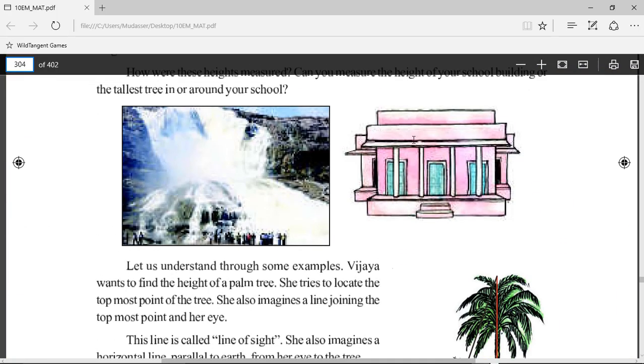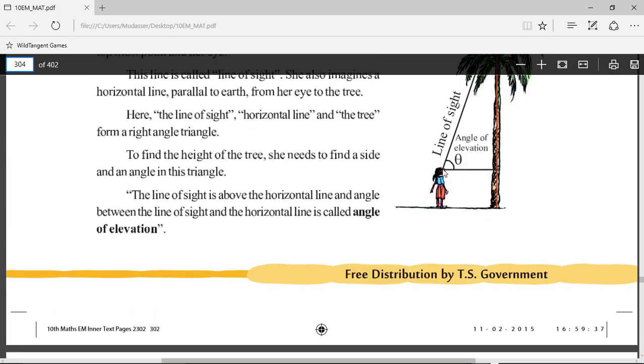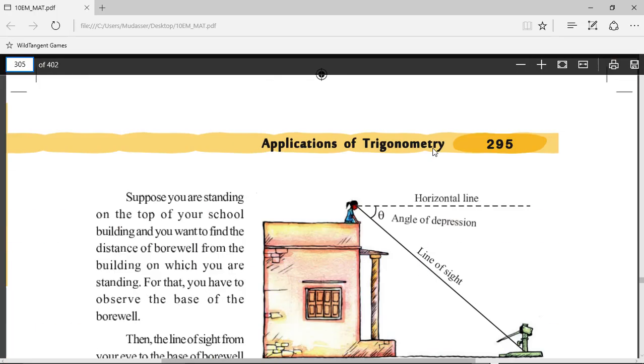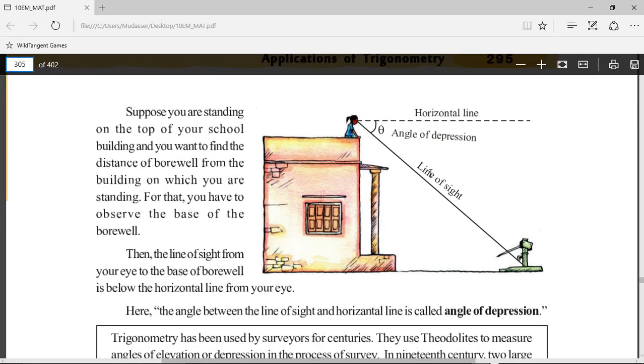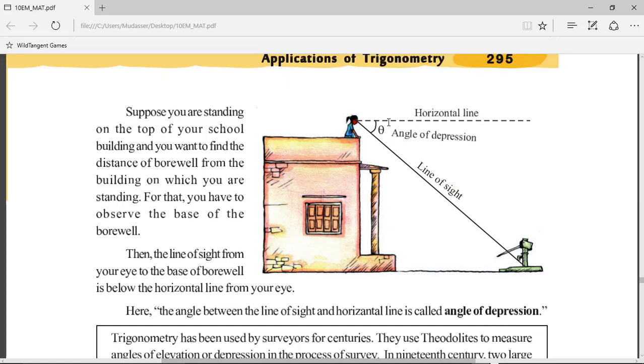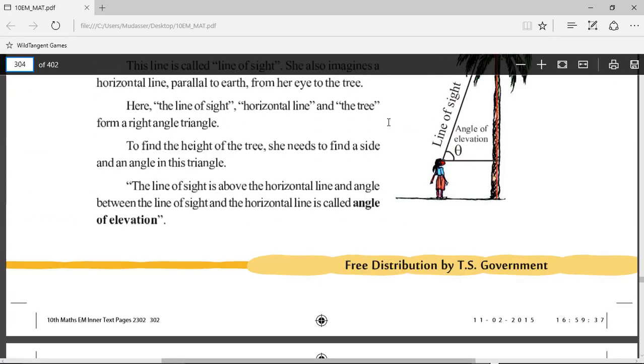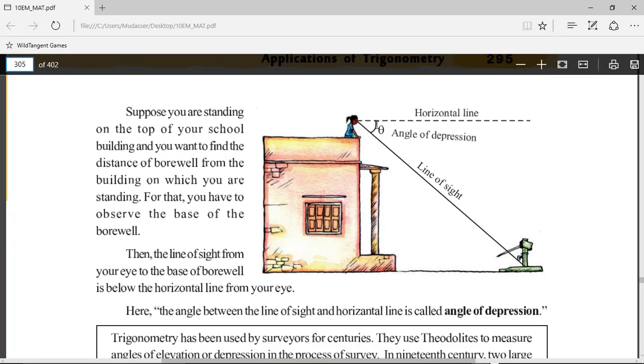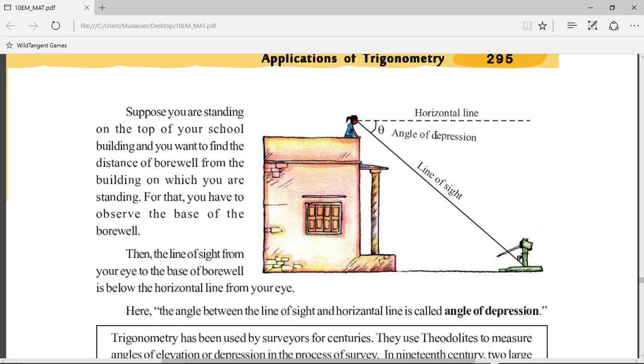See, this is our horizontal line and this is our line of sight. If the line of sight is above the horizontal line, then the angle that you get is known as angle of elevation. And if the line of sight is below the horizontal line, then the angle that you get is known as angle of depression. In simple words, if you are looking above, the angle that you get is obviously the angle of elevation, and if you are looking below, the angle made by the horizontal and the line of sight is angle of depression.